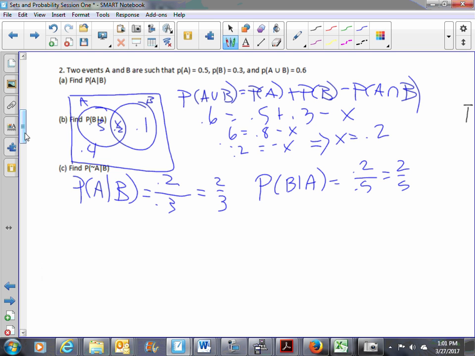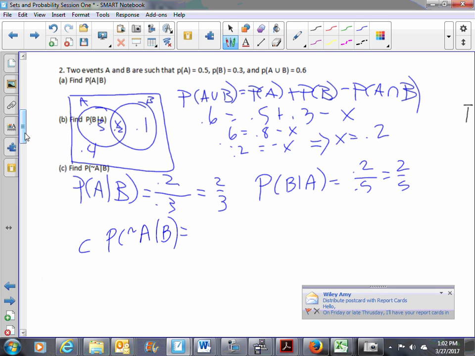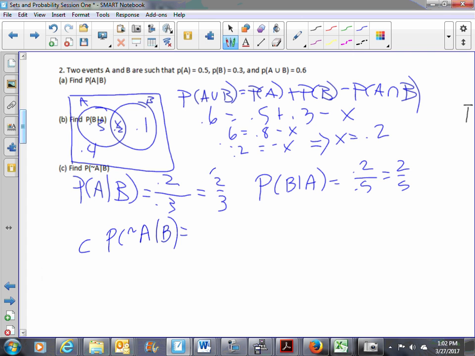And find the probability of not A given B. Now, C, the probability of the complement of A given B. Now, first of all, you see the part A on this, the probability of A given B was 2/3. So the probability of not A given B is going to be 1/3. But let's take a look at that in more detail.